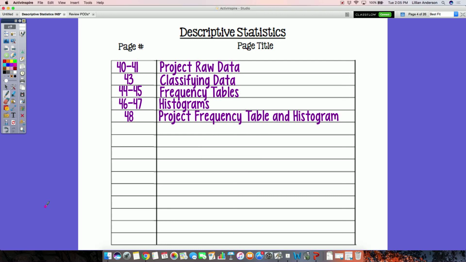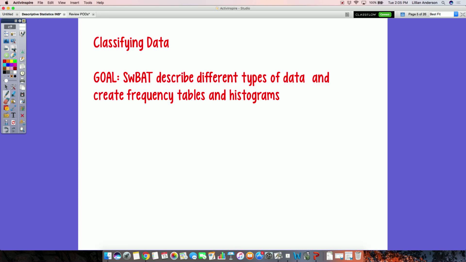So today we are talking about classifying data, frequency tables. We probably won't get to histograms, but that's all right. We'll just save that for Thursday. So on page 43, you need to title it Classifying Data, and you need to make sure that you guys get down your goal. We're going to be describing different types of data because you need to know what type of data you could potentially be working with. And we're going to be creating frequency tables and histograms.